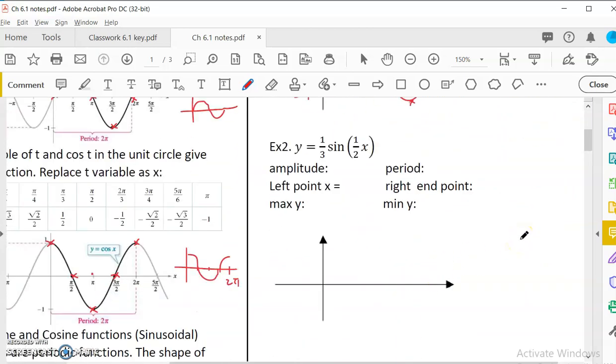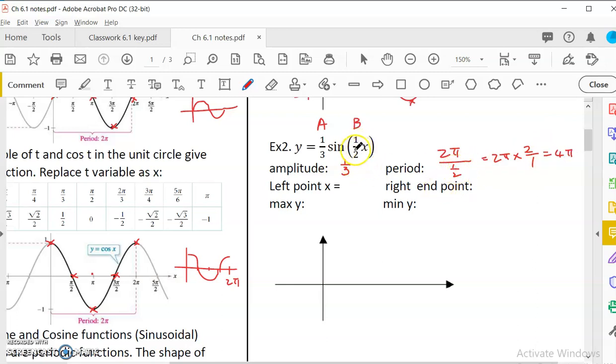Okay, let's graph this one. What is the amplitude? A is here, B is here. The amplitude is just the absolute value of A, which is 1/3. What's the period? It's 2 pi over 1/2, right? B is 1/2. How do I do 2 pi over 1/2? That is equal to 2 pi times 2 over 1, because when dividing you flip it over. That is equal to 4 pi, a horizontal stretch of 2, right?